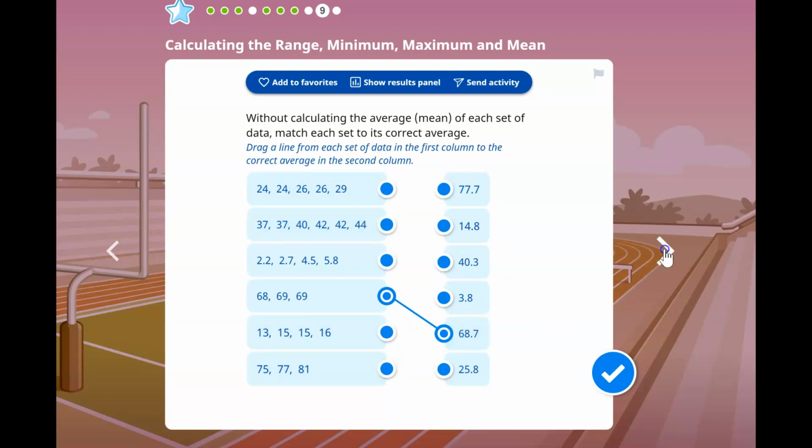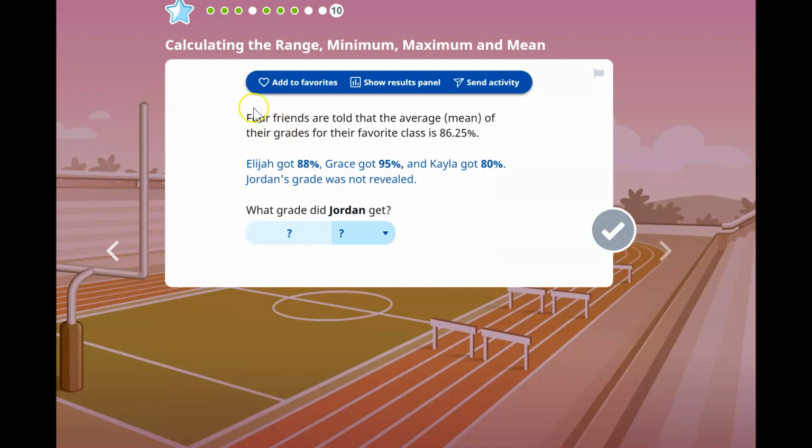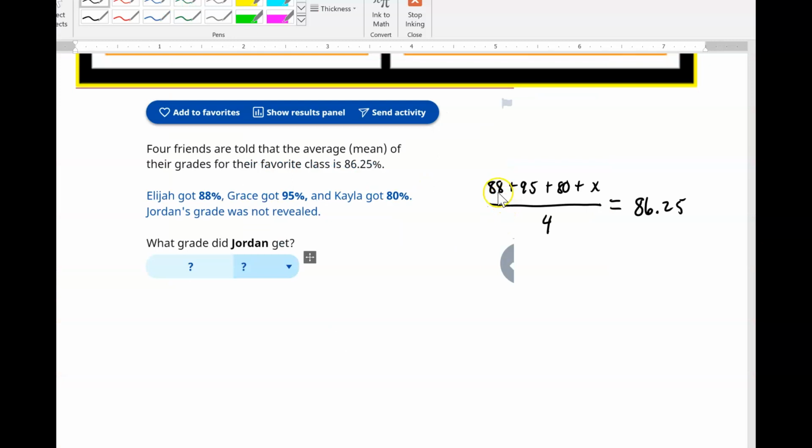All right. And then the very last one, it says 4 friends are told the average mean of their grades is 86.25. Elijah got 88, Grace got 95, Kayla got 90. Jordan's grade was not revealed. What did he get? Here's how we do this. We're going to set up an equation. So these test scores right up at the top, 88, that's Elijah, 95, that's Grace, Kayla, that's 80%, and then X is Jordan, because we don't know him. We know that 4 friends took the test, and we know if we took their total, which we don't know, but divided by 4, we get 86.25.